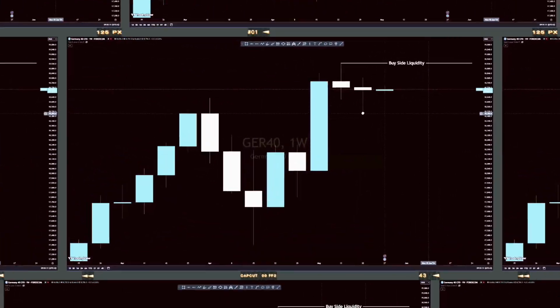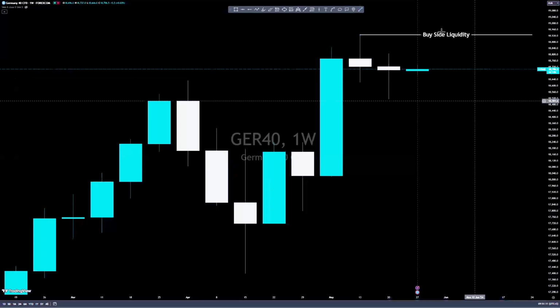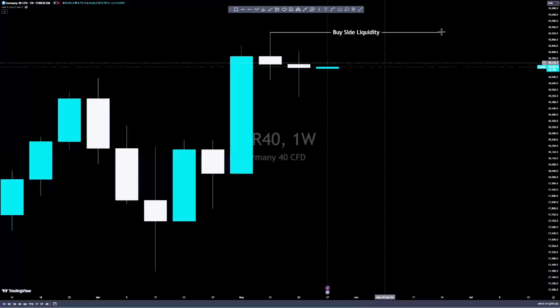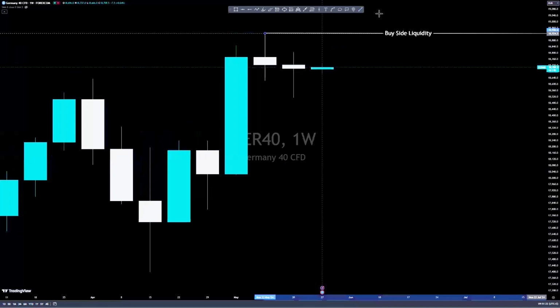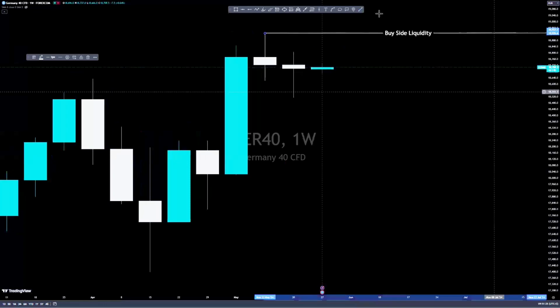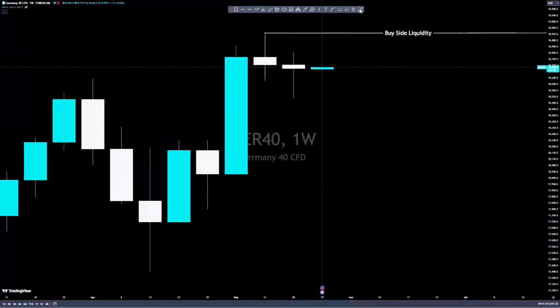I'll tell you why I'm calling it the buy side liquidity instead of the higher high, because this zone here is where price reached its highest high. This is the highest high ever reached by Ger40, right? So next thing I'm going to mark is the lower low, or in this case I will call it the sell side liquidity, right? Sell side liquidity.